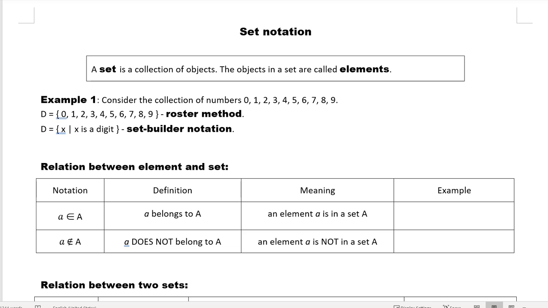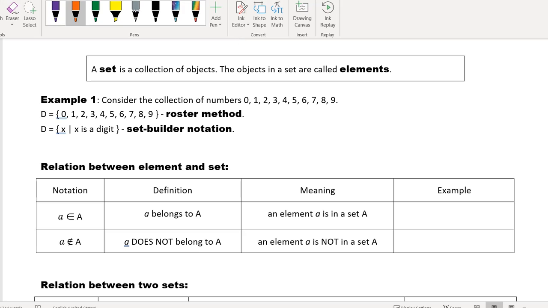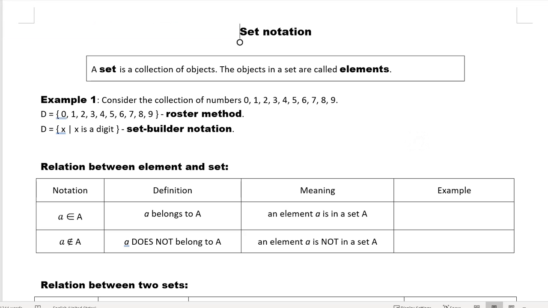A set is a collection of objects. The objects in a set are called elements. These objects can be anything. It could be an apple, banana, and orange. This is a set, okay? But usually we just see sets of numbers.